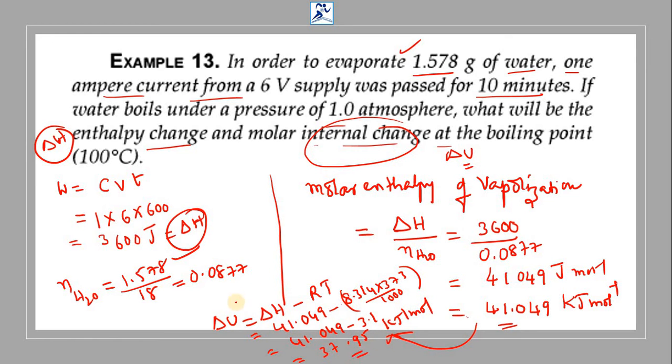Here you can ask one question: why did the equation become delta U equals delta H minus RT? Because the actual formula is delta H equals delta U plus RT, and the requirement is delta U. So we changed the expression to delta U equals delta H minus RT. The formula delta H equals delta U plus RT is for water evaporation. So our final answer for this question is approximately 37.95 kilojoules per mole.